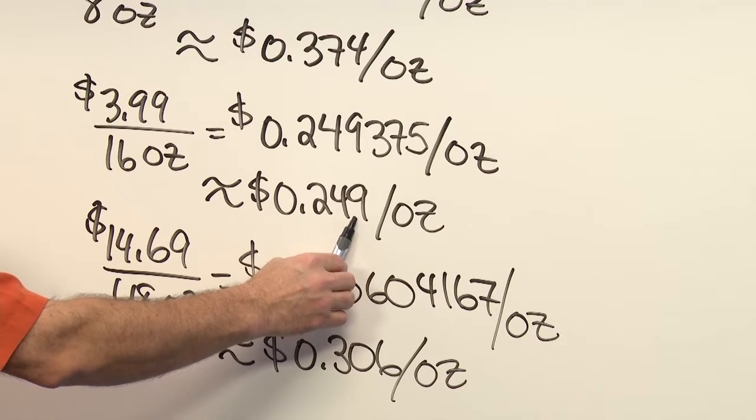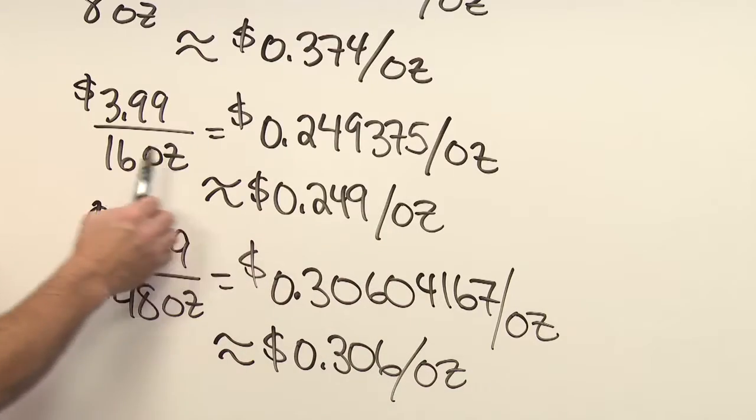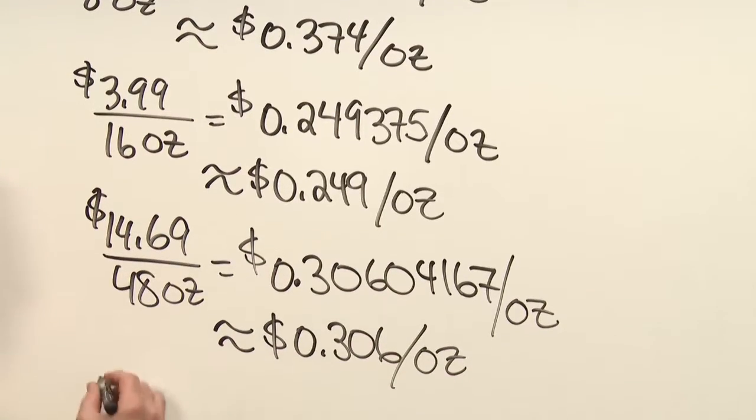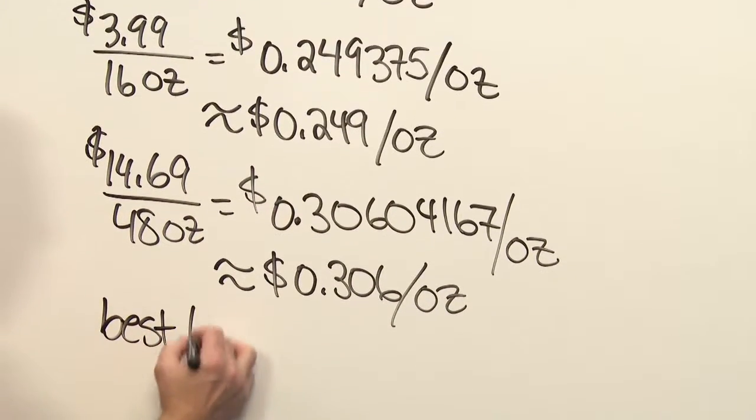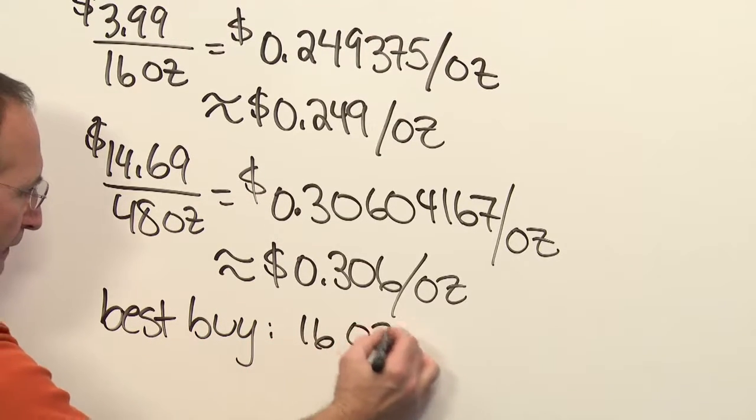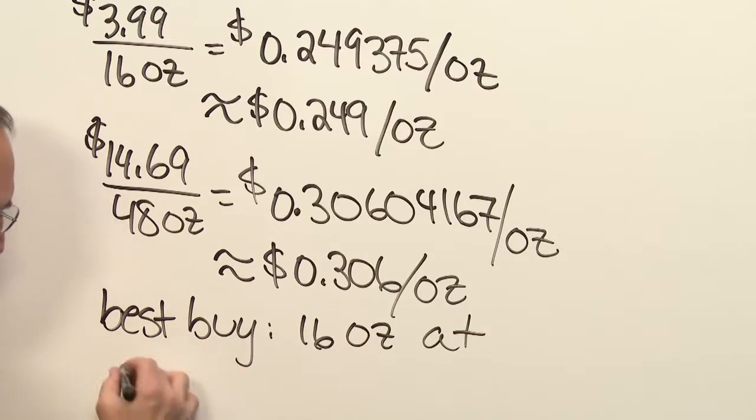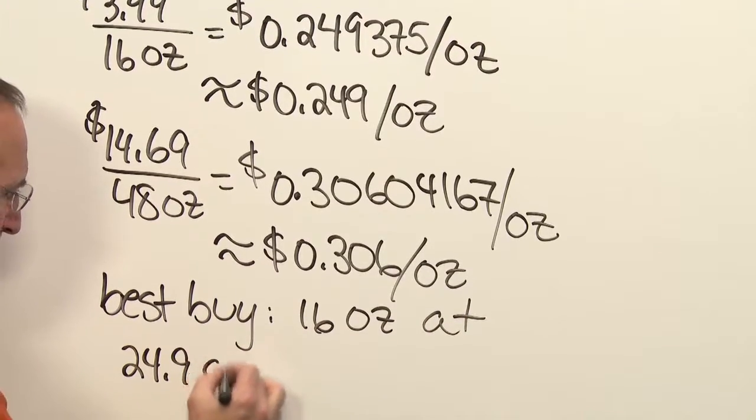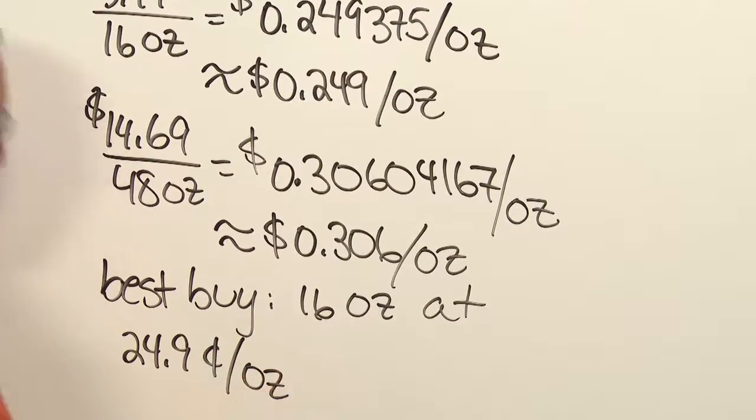So the best buy is this one, because when we compare the numbers, it's the smallest. That's 24.9 cents per ounce. That's the 16-ounce size. So the best buy is 16 ounces at 24.9 cents per ounce.